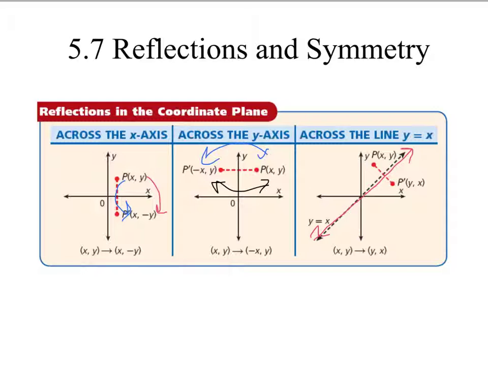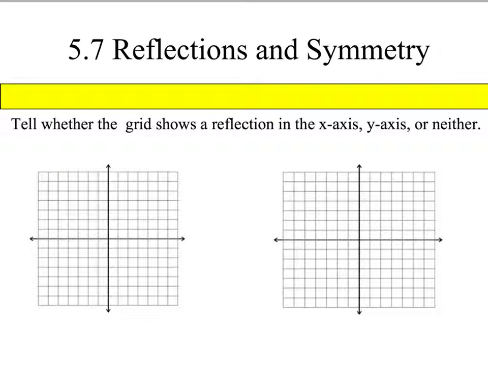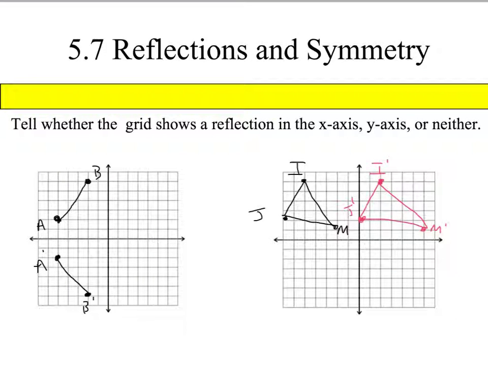Okay? So let's look at a couple of coordinate graphs. As you can see right here, I want you to be able to tell whether the grid shows a reflection in the x-axis, y-axis, or neither. So we're going to start with 1 over here and 2 over here. Be able to explain why that is. All right? Give this one a shot.